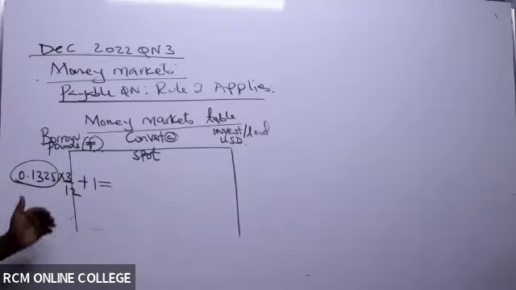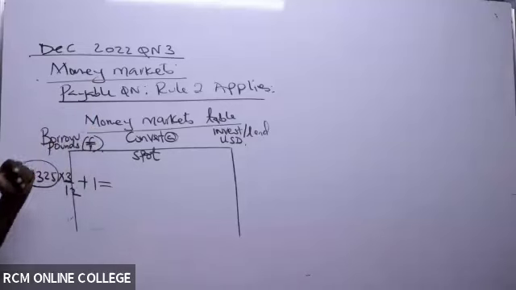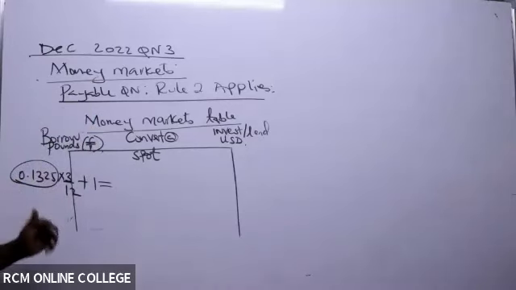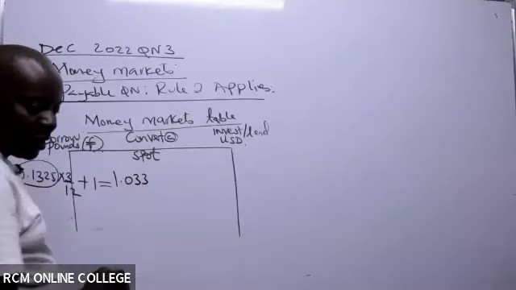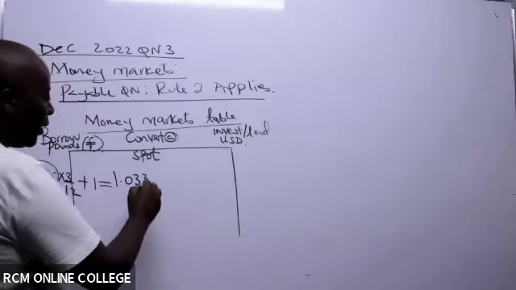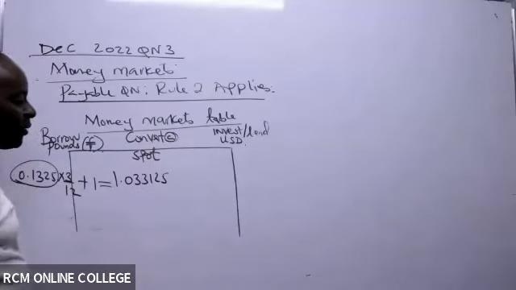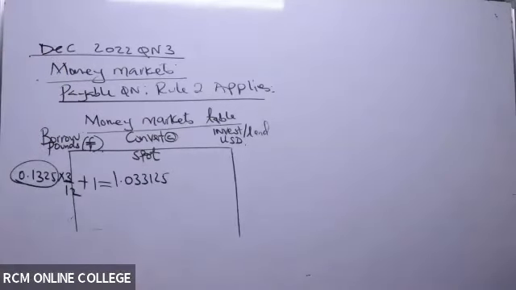0.1325 times 3 over 12 plus 1. Why 3 over 12? Because of the 3 months involved in the question. This one here will end up giving us what figure? 1.033. For this one, the more the decimal places, the better, for accuracy. But of course, for the currency, we shall always round off to the whole number.